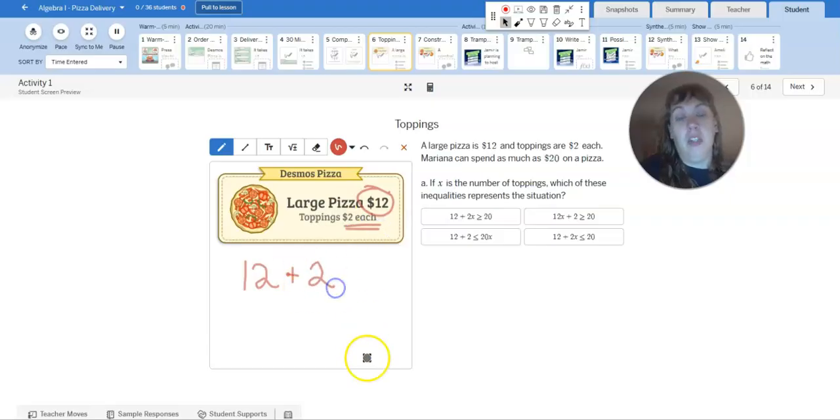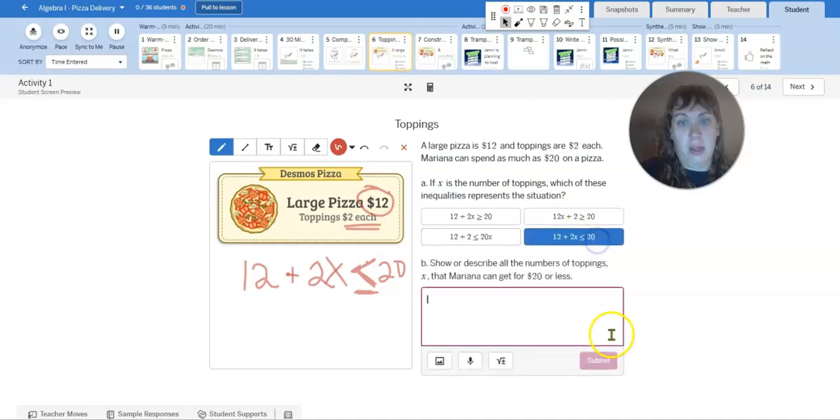For 1 topping, it would just be plus 2. For 2 toppings, it would be plus 2 times 2. For 3 toppings, plus 2 times 3. So our expression is plus 2x. And the most that she can spend is $20. So that has to be less than, or it could be equal to $20. There we go. So it says show or describe all the numbers of toppings that she can get for $20 or less.